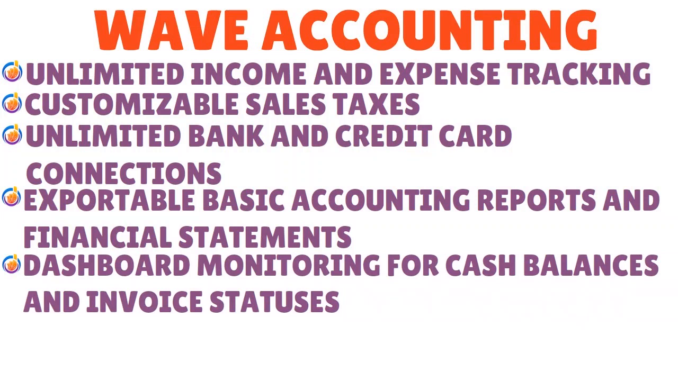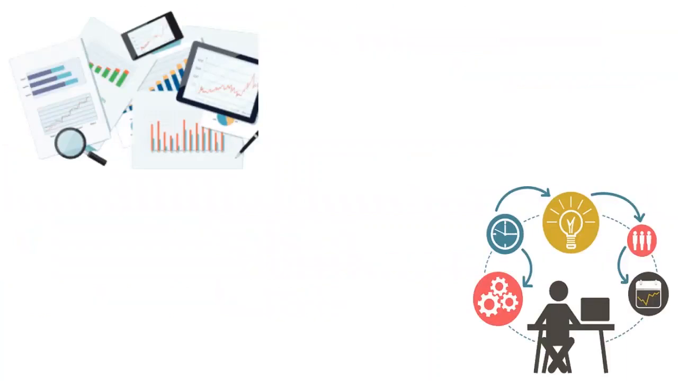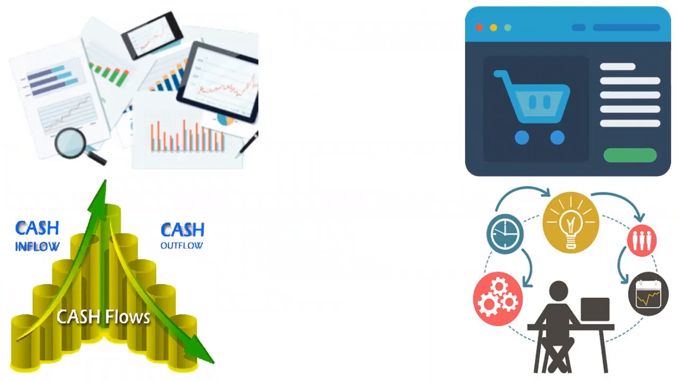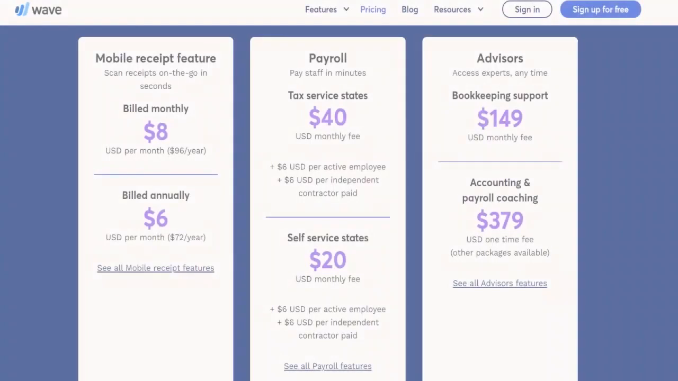So when we talk about exportable basic accounting reports and financial statements, we're speaking about the trial balance, accounts receivable reports, accounts payable reports, income statements, balance sheet, statement of cash flows, and statement of owner's equity. So those are really the most important reports here. The dashboard monitoring for cash balances actually draws in the cash flow statement. So that's for Wave accounting.